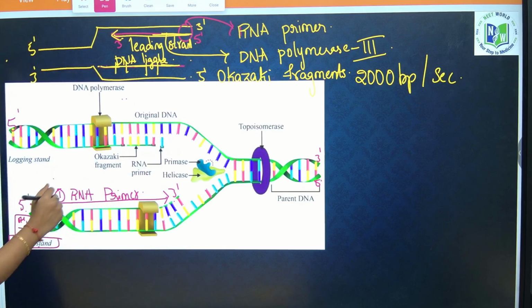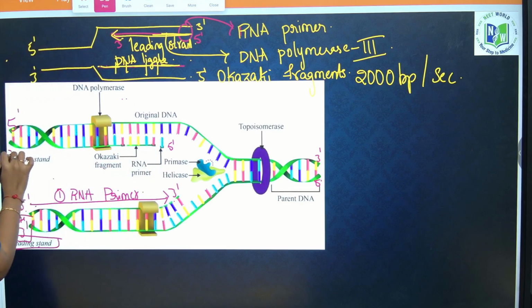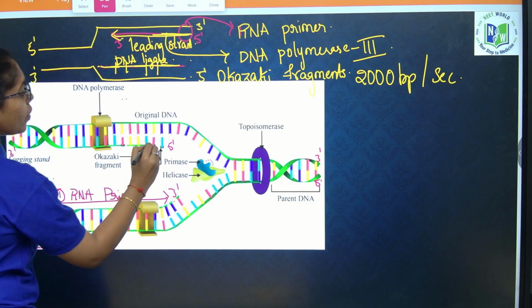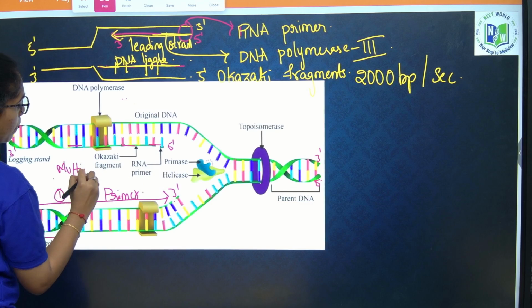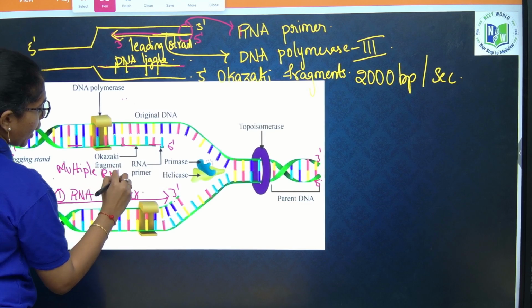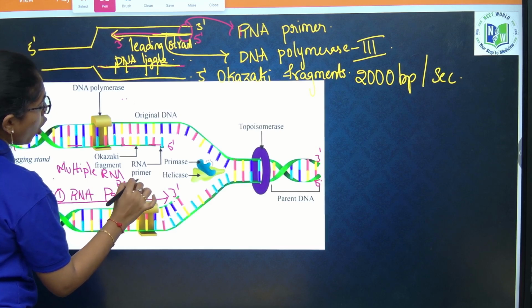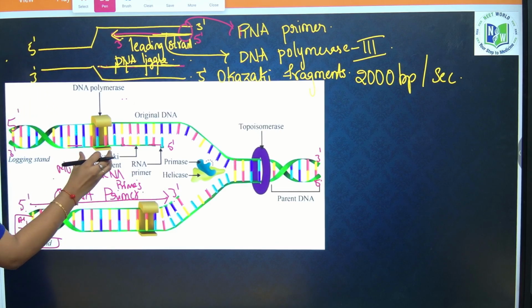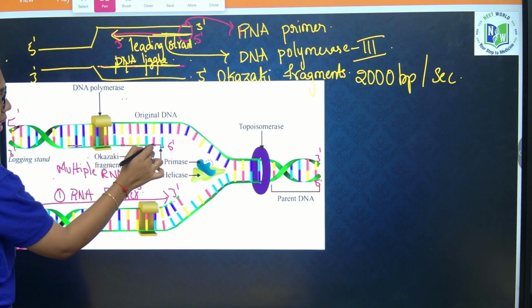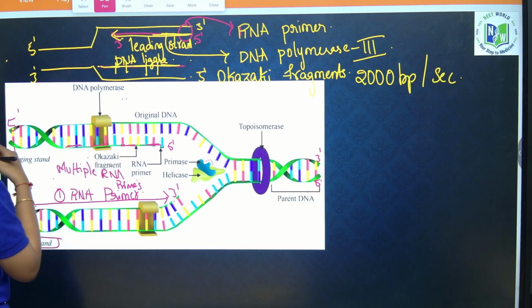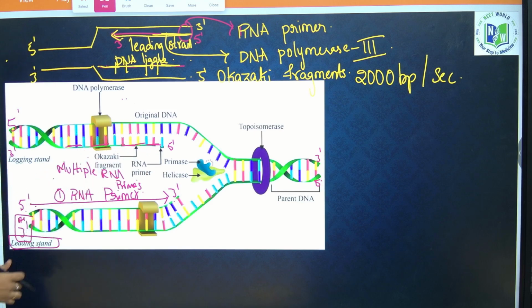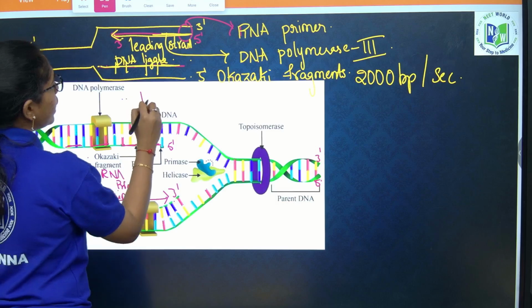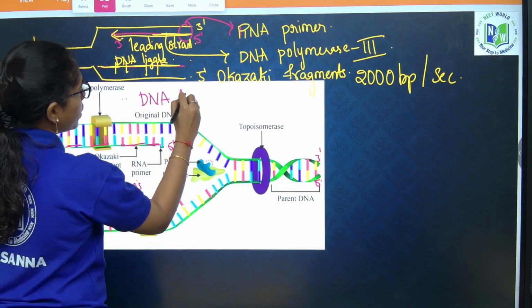Whereas here, if you see from 5 prime to 3 prime, away from the replication fork, the lagging strand is synthesized, wherein it requires multiple RNA primers, and it is made of Okazaki fragments. They are called as what? Okazaki fragments. And once the DNA polymerase synthesizes DNA over them, those DNA fragments need to be attached together by the enzyme DNA ligase. By the enzyme what? DNA ligase.